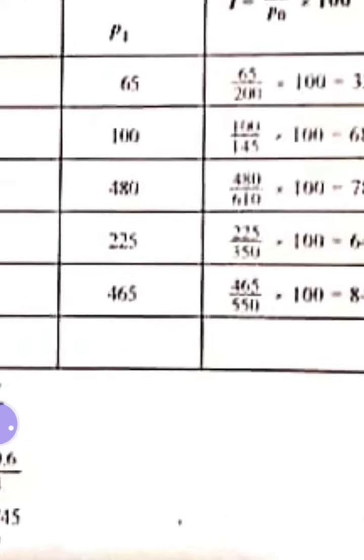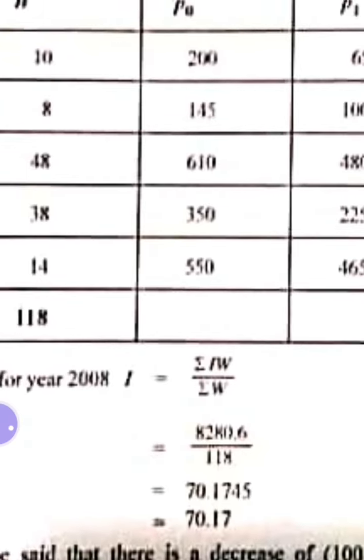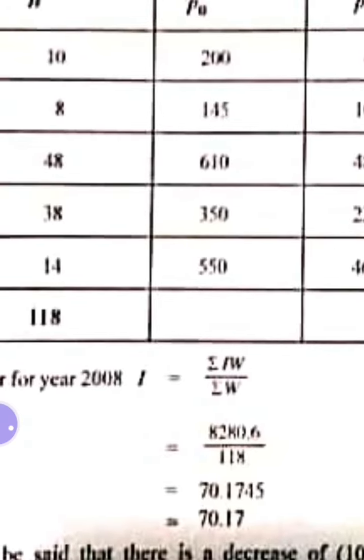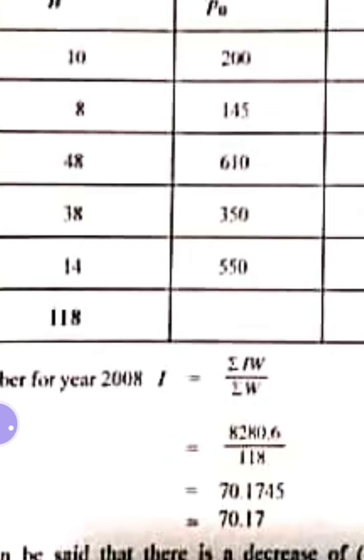You will do the total of IW, that is sigma IW, which will come up to 8280.6. Now as we have seen, by the weighted average method the index number for the year 2008 is sigma IW upon sigma W. You are going to take the value of sigma IW in the numerator, that is 8280.6, divided by sigma W, that has come up to 118. You will divide them and get 70.17.